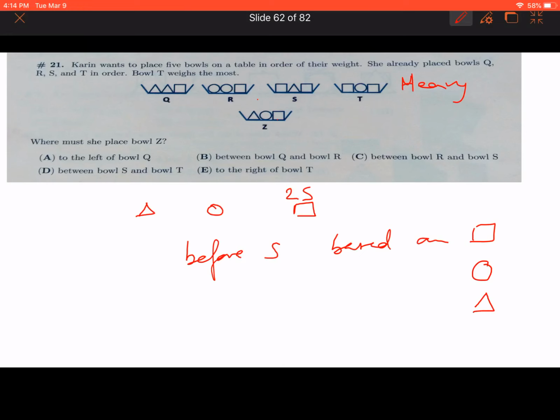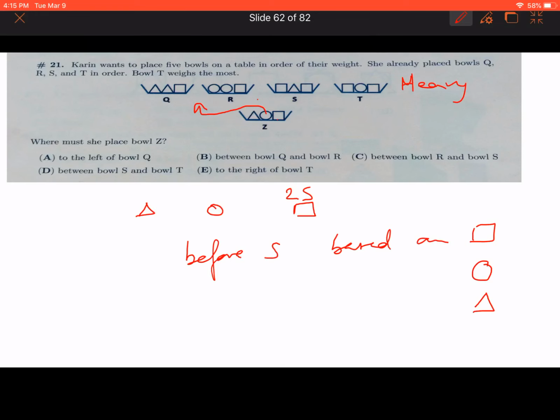Okay, so now we have to consider the circles. The 1 circle is there in T, so it is heavier. There are 2 circles in R, that is heavier. In case of Z, we have only 1 circle, right? So we cannot have Z after R. We can have Z before R.